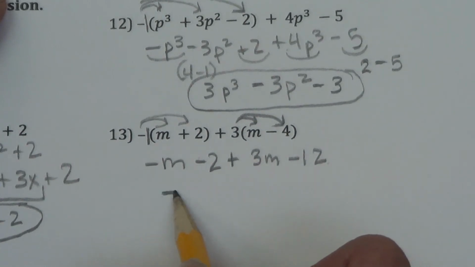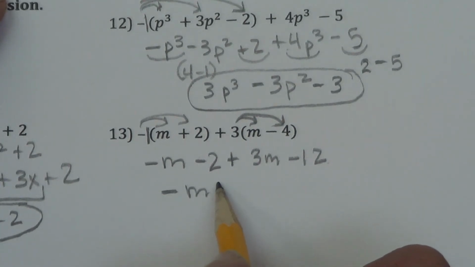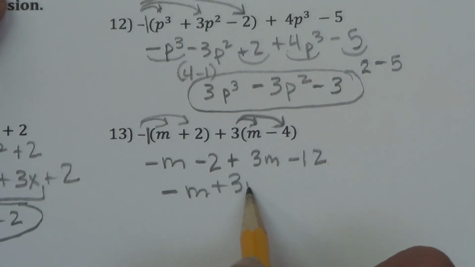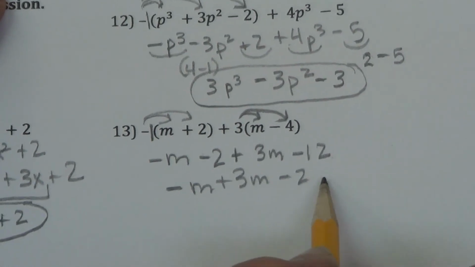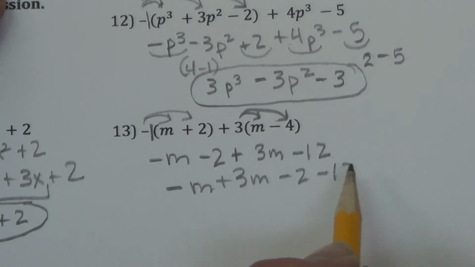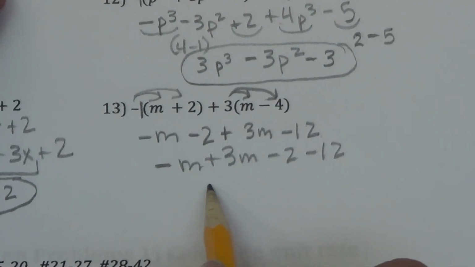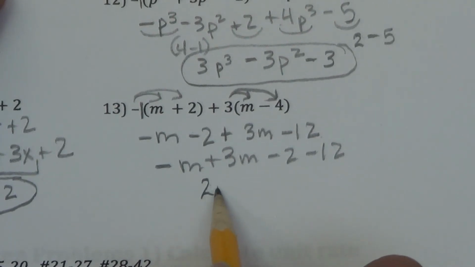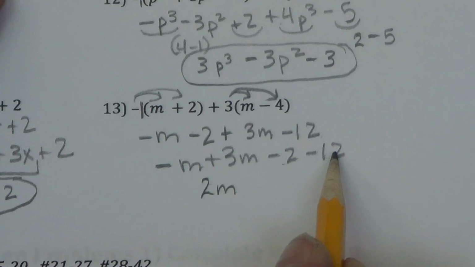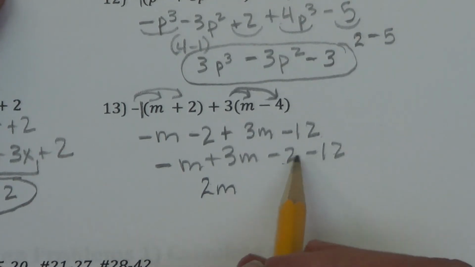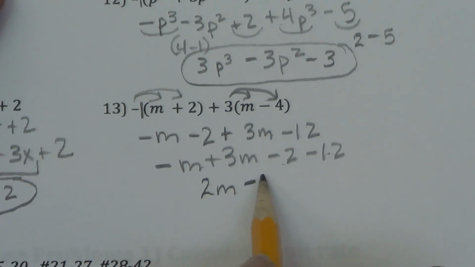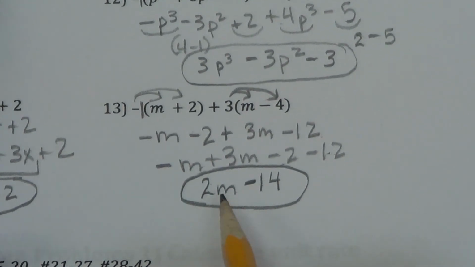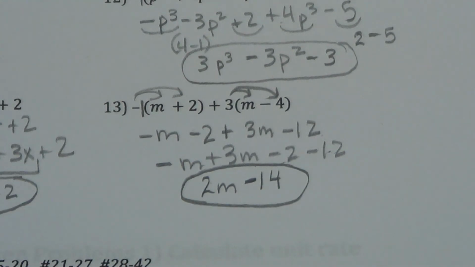Now we rewrite with our like terms together. Negative m plus 3m minus 2 minus 12. 3m minus m would be 2m. Minus 2 minus 12. Those signs are the same, so we add them together, give it the same sign. 2m minus 14. That concludes 2.5.